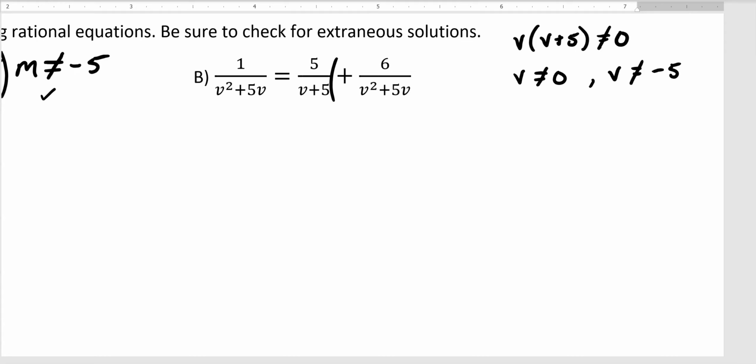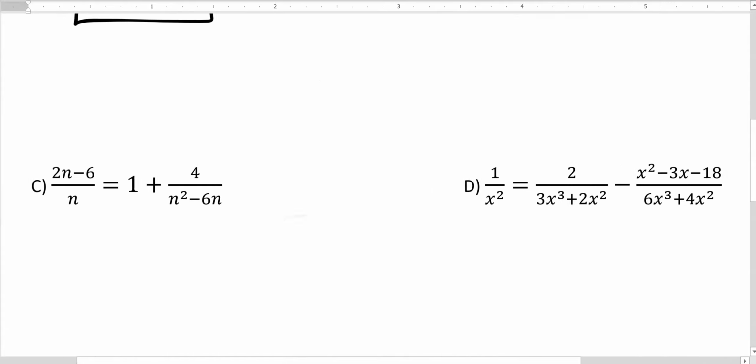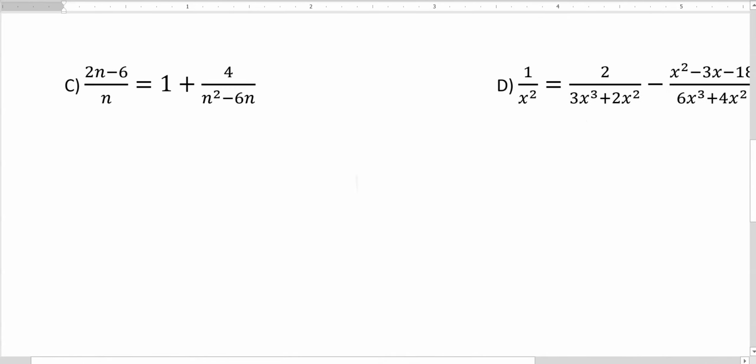So I need to multiply this middle fraction by v over v. So I'll have 1 equals 5v plus 6. Subtract the 6, so I'll have negative 5 equals 5v. Divide by 5, and I find v equals negative 1. Well done. Hopefully we're seeing that once we have those common denominators, the denominators can divide out, right? Once we have those common denominators, we are good to go.